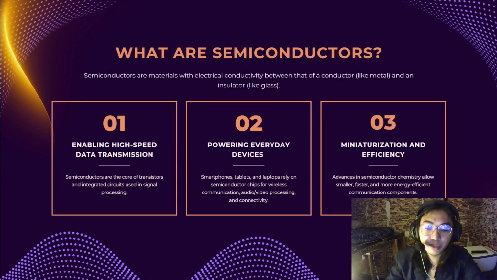So, what are semiconductors? Semiconductors are materials with conductivity between conductors and insulators. They're essential for electronics because they can control electric current. In communication systems, they enable devices like smartphones, computers, satellites, and many more infrastructure to operate efficiently and quickly.